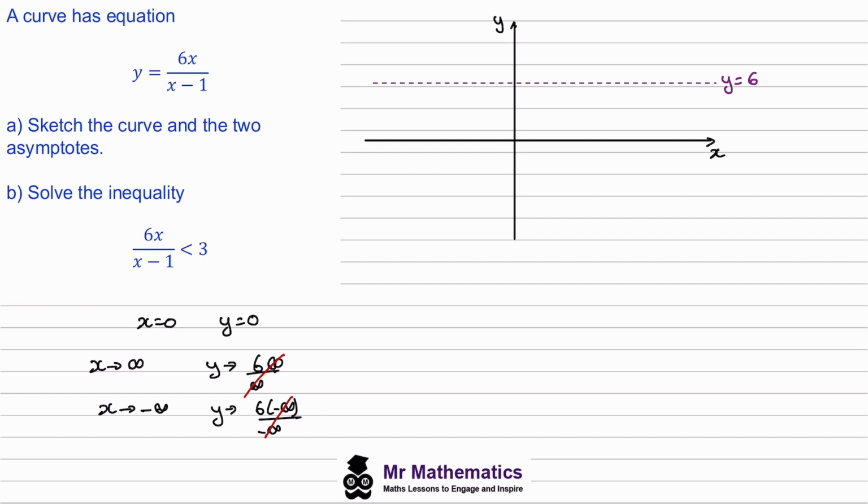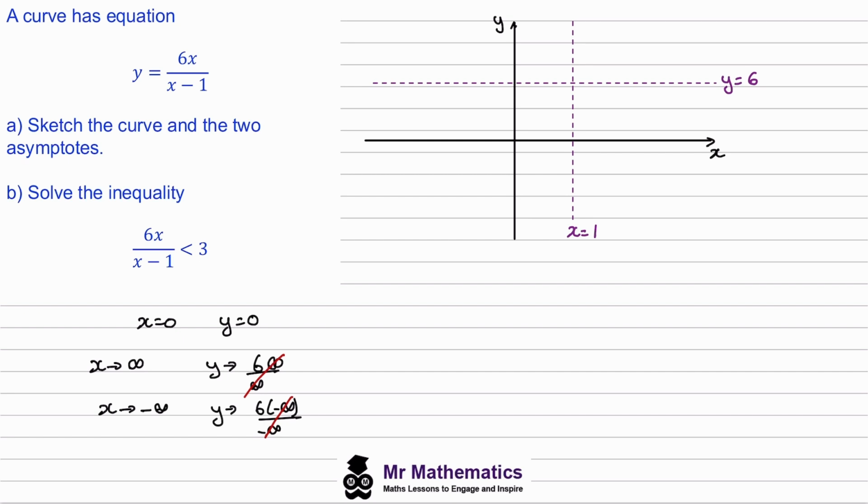Another point we need to consider is when the denominator equals 0, because we know at this point we'll get an undefined value, and this will give us a vertical asymptote. And you can see this will be when x equals 1. So I've shown this vertical asymptote on our graph.